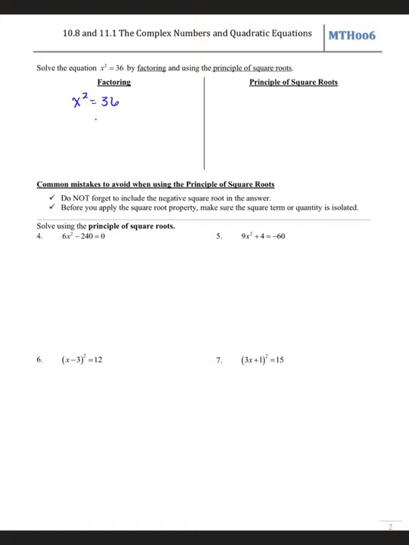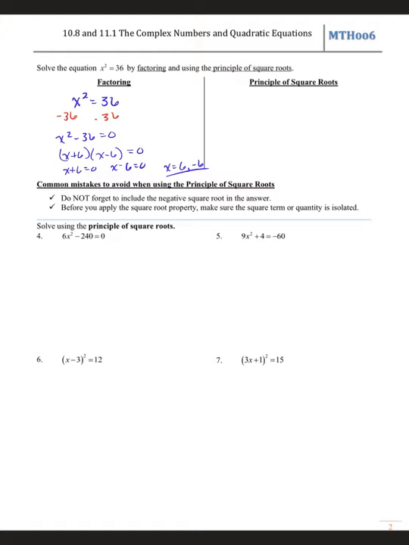We'd want to first subtract 36 from both sides because remember we have to set it equal to 0 before we can factor. And then this would factor to x plus 6, x minus 6 equals 0. Which in turn we get x plus 6 equals 0 and x minus 6 equals 0, and then solve for both of those to find that x is equal to 6 and -6.